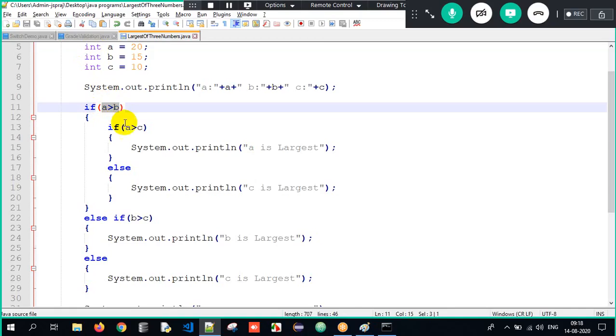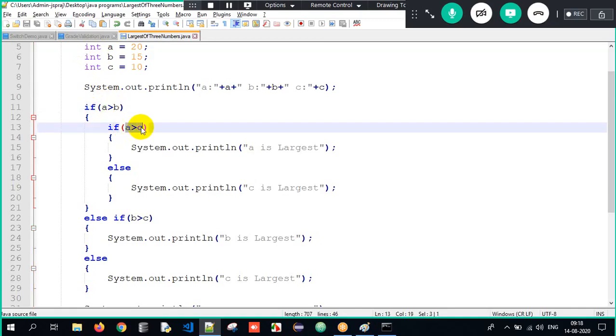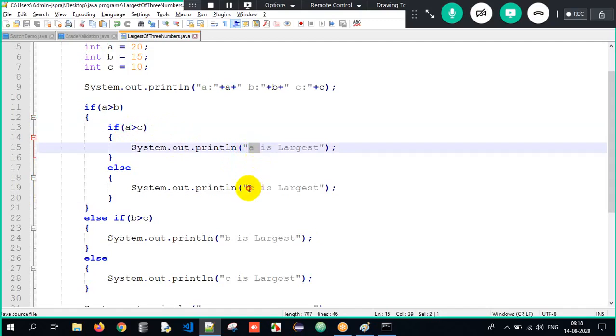Therefore, now the control comes inside and the competition is between A and C. B is eliminated, guys, because A is greater than B. So still A is in the race. If A is greater than C, A is largest. If not, C is largest, because the competition is between only two people. Correct? So this is the example. Got the clarity? Okay, I am done with this.